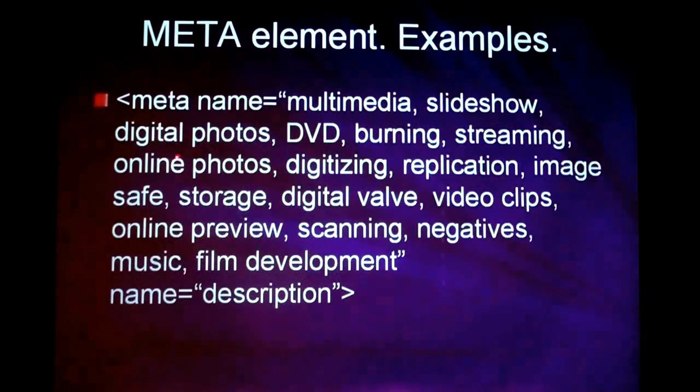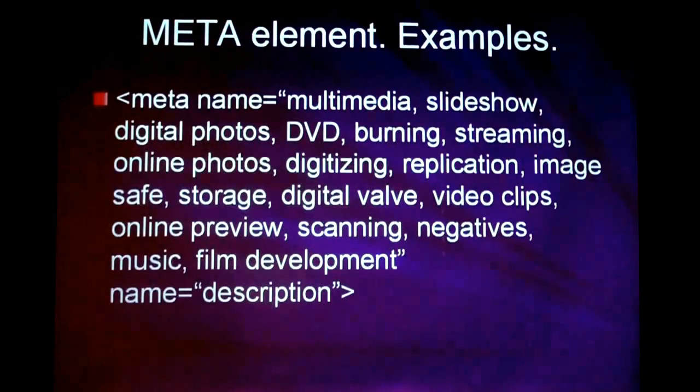For example, if the computer reads these keywords, which are shown in the meta elements, then it's pretty clear and obvious that we are talking about digital images, video clips, online preview, film development, whatever. Something to do with photography and digital images. Okay? So for a computer, it will be much easier to find out what this page is about and then put an appropriate page in the catalog so everyone will be happy.